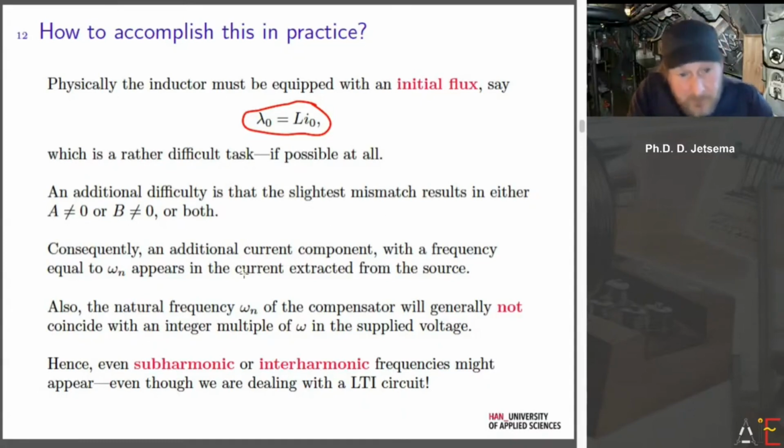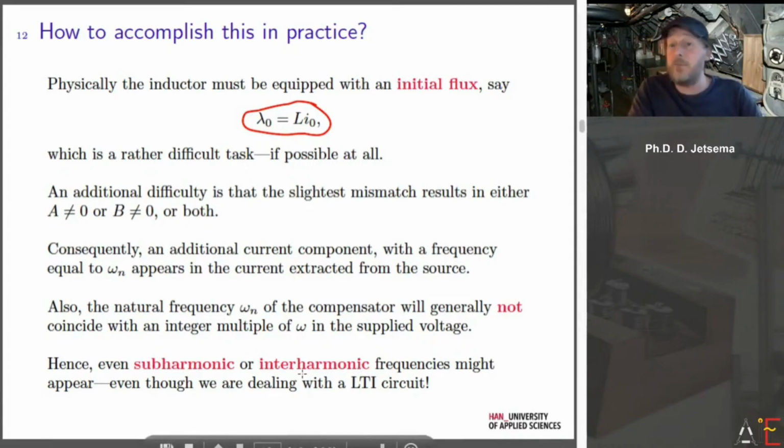And that was something I noticed when I was writing the paper. I realized that the natural frequency of the compensator will in general not coincide with an integer multiple of the frequency of your supplied voltage. So you can try this for yourself and put all the initial conditions to 0, for example. Then you will see that even subharmonic or interharmonic frequencies might appear. So then the solution of your current is not even periodic anymore.